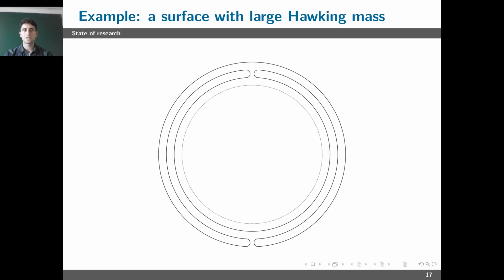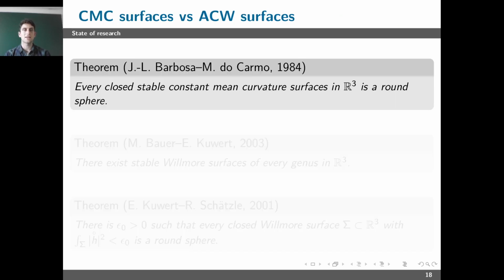Alright, so this is the first difference I wanted to talk about, and then the second difference is the role of stability. For a constant mean curvature surface, stability is a pretty strong property, and this is already apparent in flat Euclidean space. Because Barbosa and do Carmo have shown that if you have a closed stable constant mean curvature surface in R3, it has to be a round sphere.